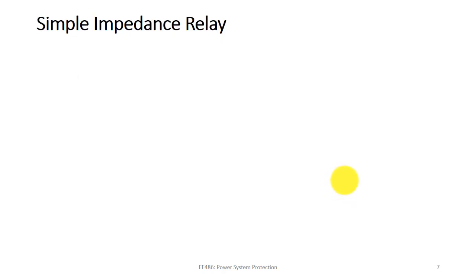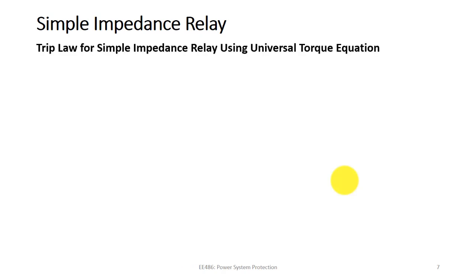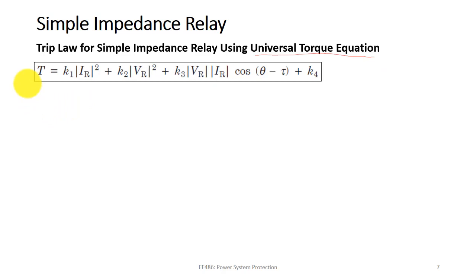Okay. Now let us consider the simple impedance relay. We already talked about it. Now we'll talk about it more by deriving equations and implementing it. So now let us write the trip law for a simple impedance relay using the universal torque equation. What is the universal torque equation? Now this is your universal torque equation. Why is it called the universal torque equation?